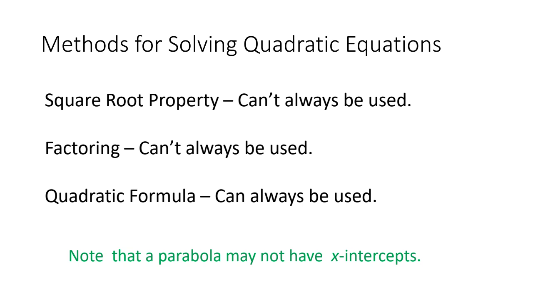Keep in mind that if we move our graph up above the x-axis and our a is positive, this is telling us that our parabola may not cross the x-axis, hence it may not have any solutions or any x-intercepts. Algebraically, we're going to find out when that happens, and you're going to see it. So let's go ahead and practice some of these methods.